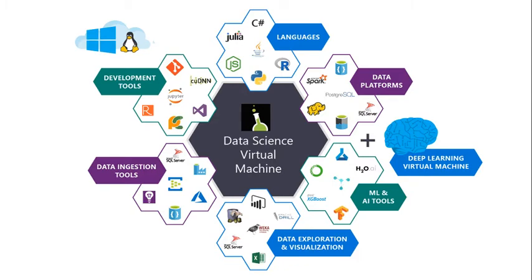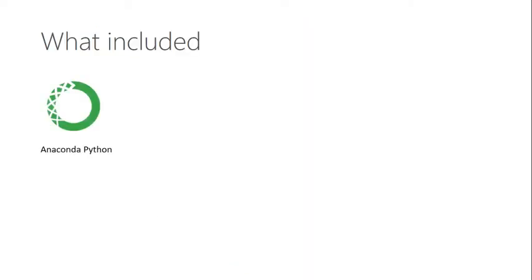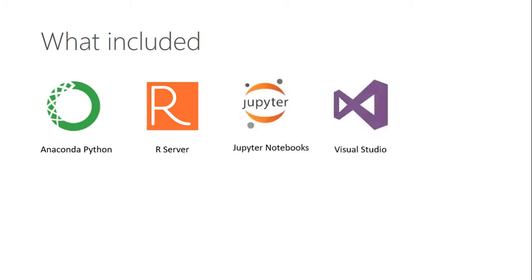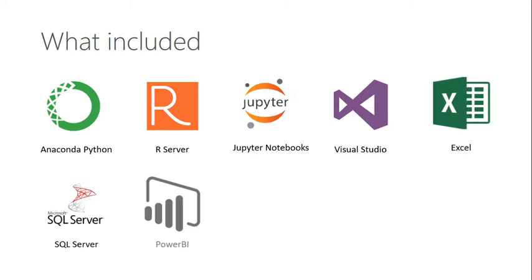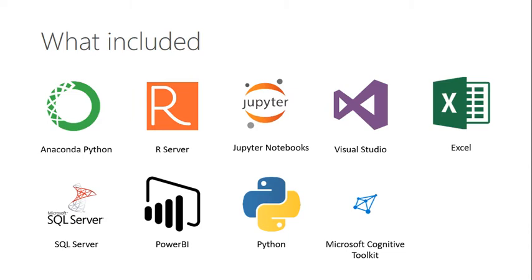The DSVM is available in Windows Server 2012 and OpenLogic 7.2 CentOS-based Linux version. The installed tools include Anaconda Python, R Server, Jupyter Notebooks, Visual Studio, Excel, SQL Server, Power BI, Python, Microsoft Cognitive Service, and Apache Spark. The DSVM is configured to work with many services. For example, the DSVM can read and process data that is stored in Azure SQL Data Warehouse, Azure Data Lake, Azure Storage, and DocumentDB.